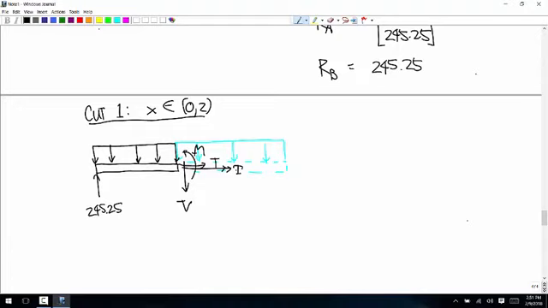The last thing we have to do is figure out what this distributed load is. We know that the total weight is 490.5. That total weight is spread out over 2 meters. And so this distributed load is 490.5 over 2, or 245.25 newtons per meter.